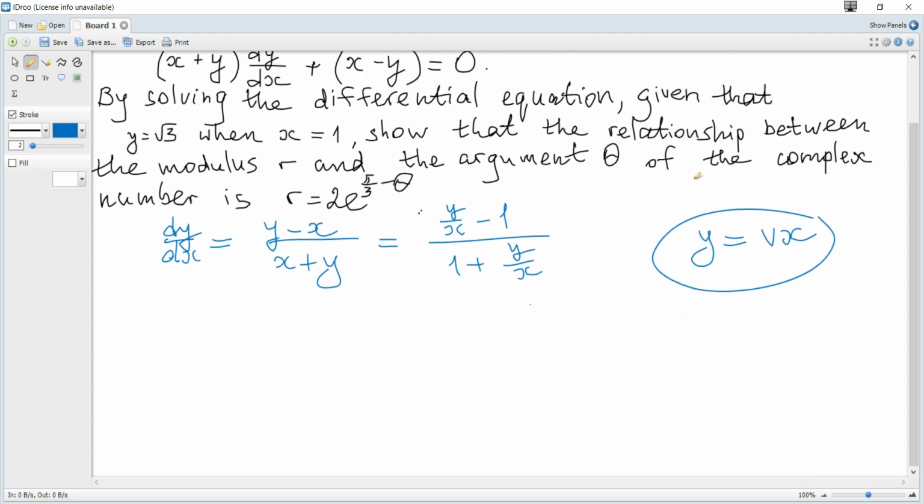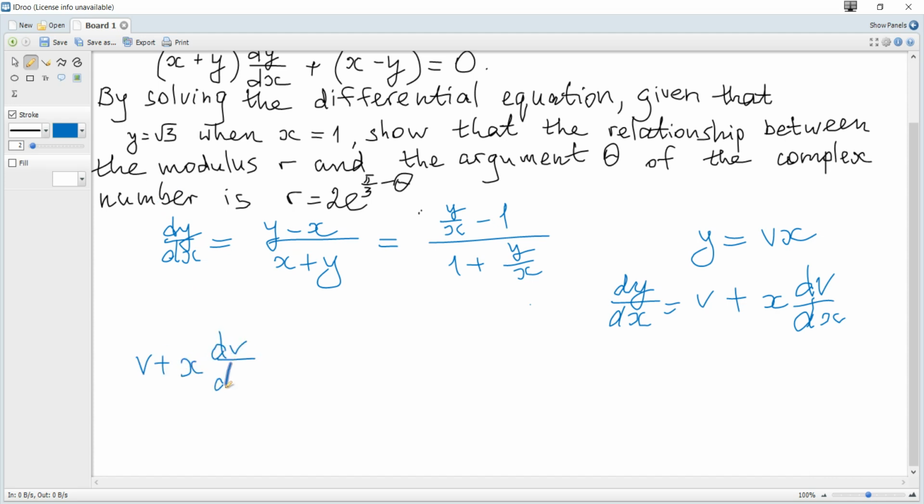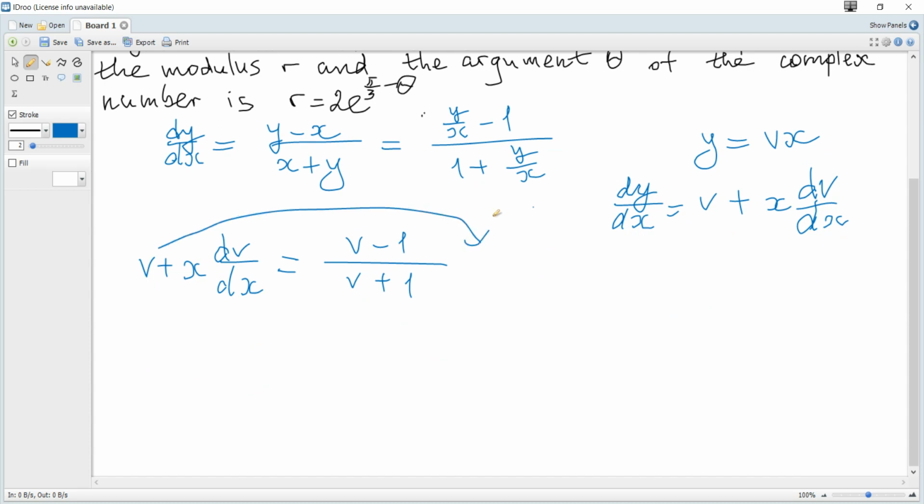So we differentiate this substitution. Since it's a product, we apply the product rule, and dy over dx becomes 1 multiplied by v plus x dv over dx. Hence v plus x dv over dx is equal to y over x, which is v, so it's v minus 1 over v plus 1. We can move v to the right, simplify, and solve by separating variables. So x dv over dx is v minus 1 over v plus 1 minus v.